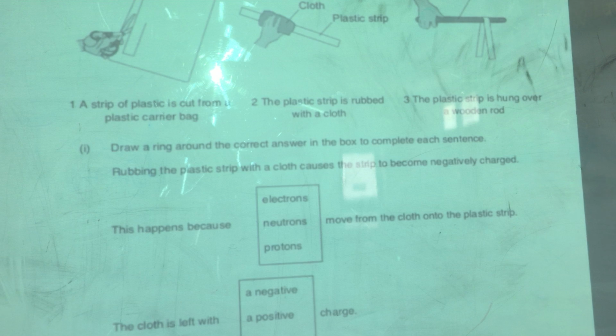It says, draw a ring around the correct answer in the box to complete each sentence. We should know by now that the right answer is electrons. Rubbing the plastic strip with a cloth causes the strip to become negatively charged. This happens because electrons move from the cloth onto the plastic strip. Now, what is the principle behind this answer?